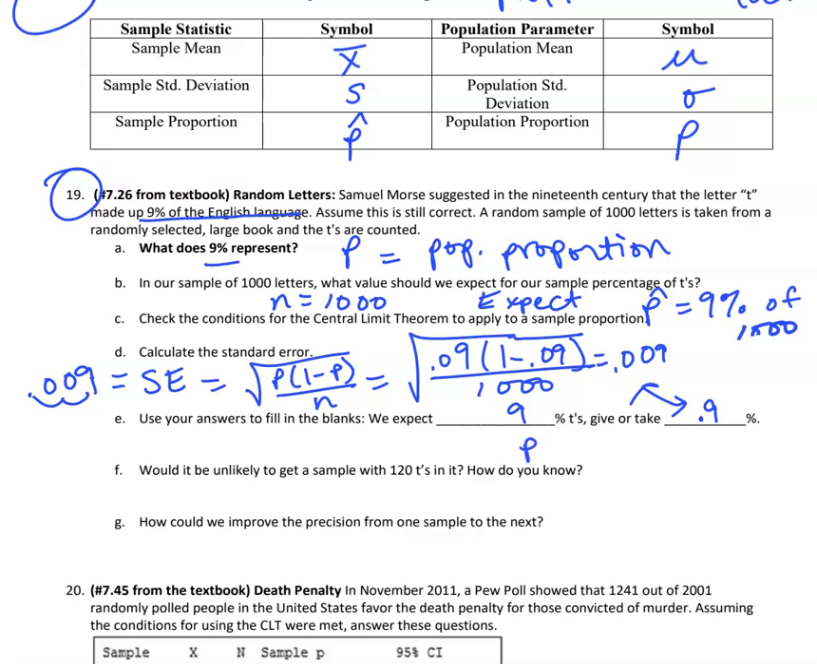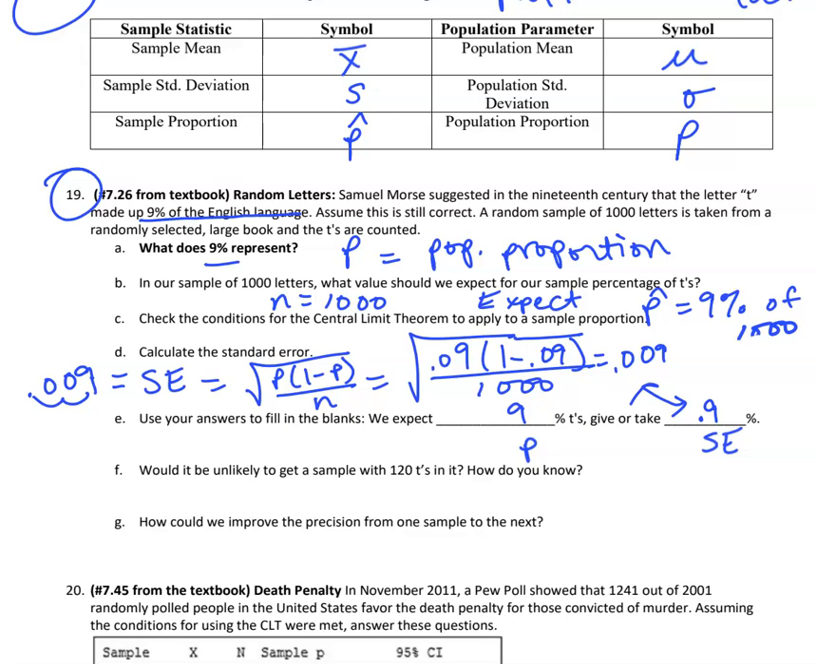So this is the p, and this is the standard error, both as a percentage. Now F says, would it be unlikely to get a sample with 120 t's, and how do you know? Anything that is more than 2 standard errors, just like when we said 2 standard deviations in the previous unit, 2 standard errors is considered unlikely.